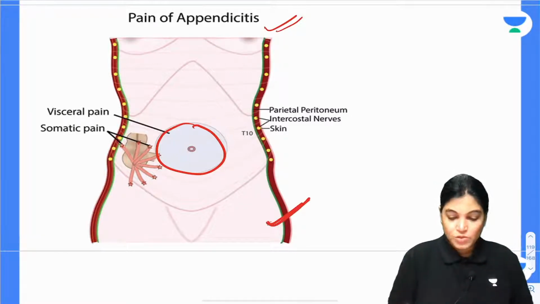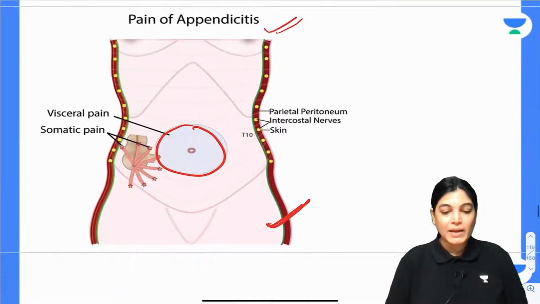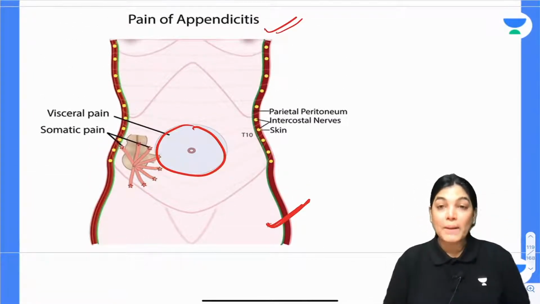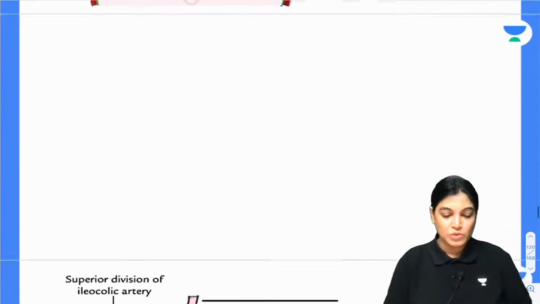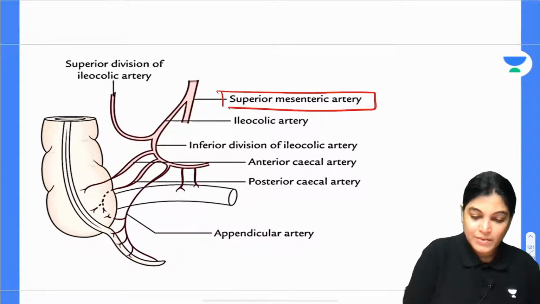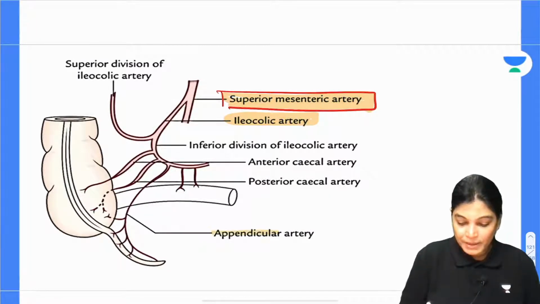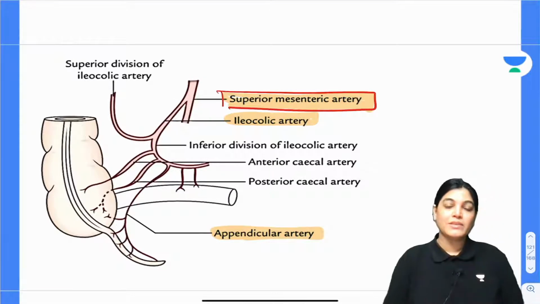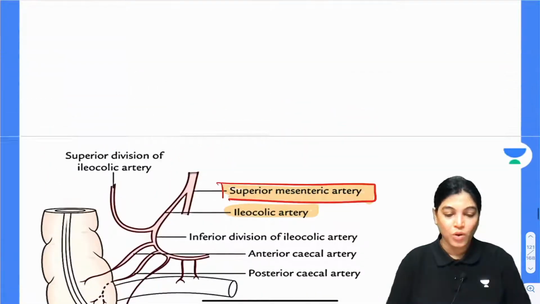The next important point is to know the blood supply of the appendix. The blood supply of the appendix is from the appendicular artery, and the appendicular artery is a branch of the ileocolic artery. Let me show you that. This is the superior mesenteric artery, which is a ventral branch of the abdominal aorta. It gives the ileocolic artery, and from the ileocolic artery we have the appendicular artery. So the ileocolic artery is the best answer, which gives rise to the appendicular artery, which supplies the appendix. So that would be involved in this case.